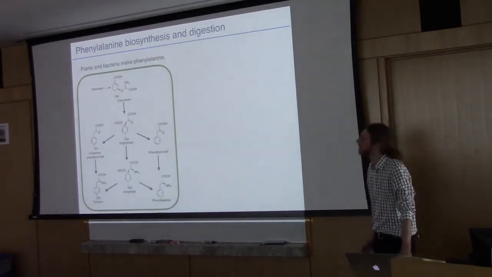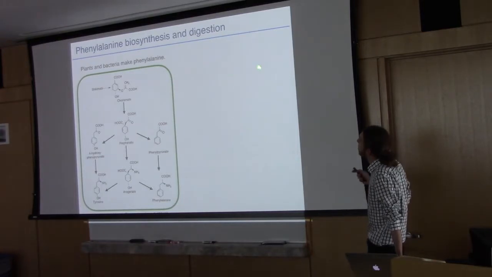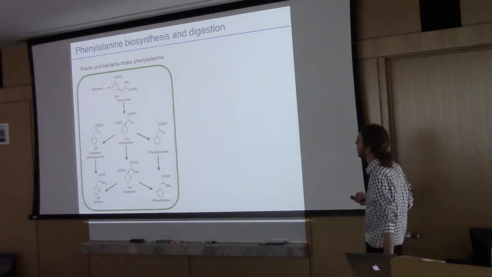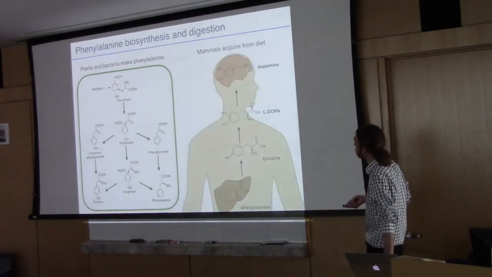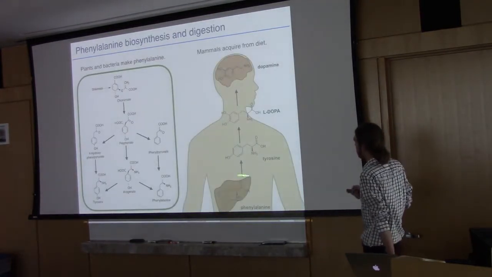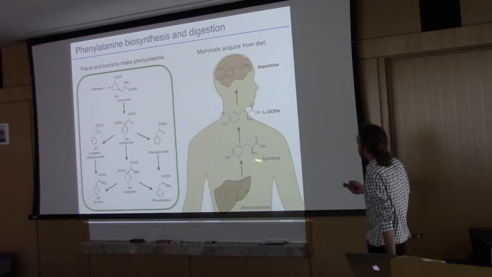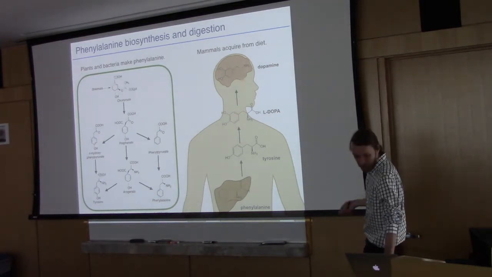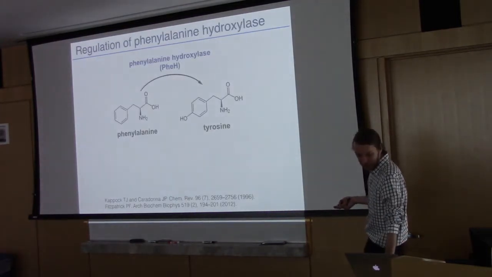Okay, so phenylalanine is synthesized by bacteria and plants. We actually don't have the ability to synthesize phenylalanine, so we have to get it from our diet. And as I said, it's broken down in the liver to tyrosine, which is then used to make neurotransmitters such as dopamine, which, of course, is very important.